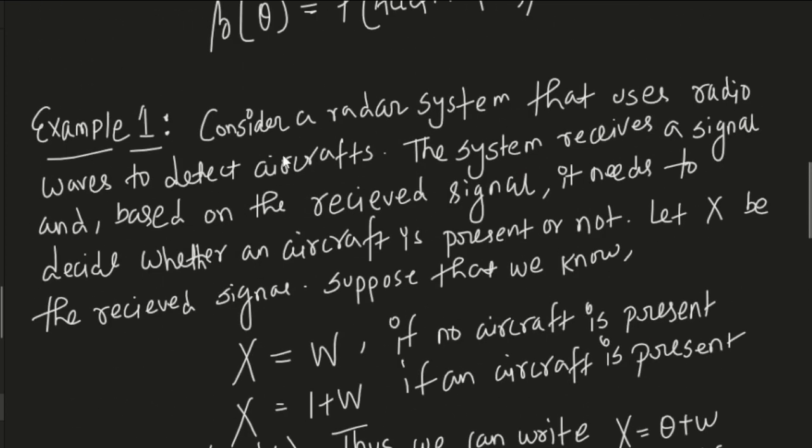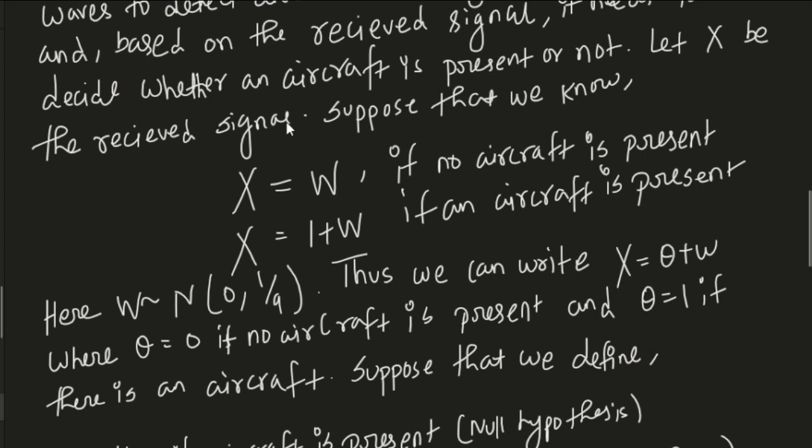It says to consider a radar system that uses radio waves to detect aircraft. The system first receives a signal, and based on the received signal, it needs to decide whether there is an aircraft present or not. If X is the received signal, then if X is W there is no aircraft present, and if X is 1 plus W, then there is an aircraft present. Here W is a normal random variable with mean 0 and variance 1 upon 9. That's the probability distribution of W.